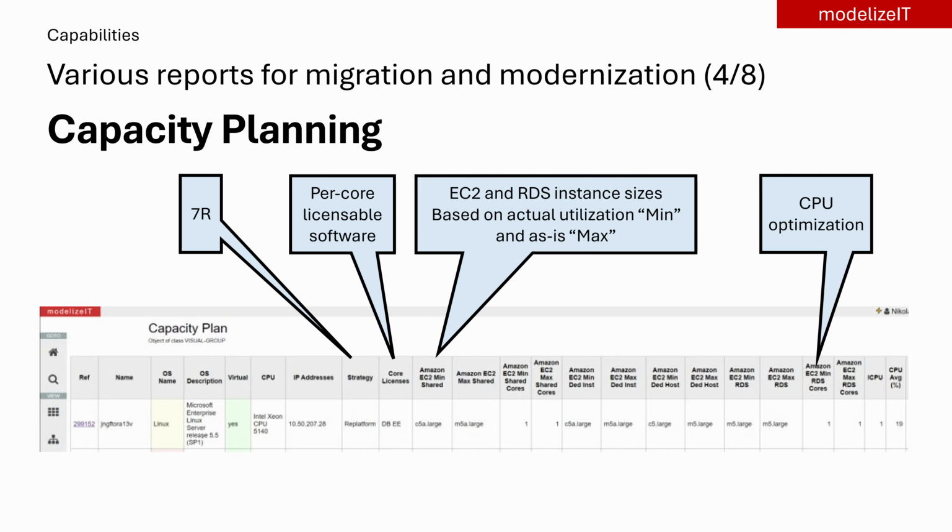modelizeIT provides its own strategy and capacity planning recommendations. They are based on the provisioned as well as utilized capacity, referred to as max and min in the tool respectively. The tool takes licensing costs into account when suggesting AWS instances. So for instances with per core licenses, the tool can suggest more expensive instances if it results in lower overall cost. Likewise, it can also suggest turning off some CPUs to save on per core licensing costs.